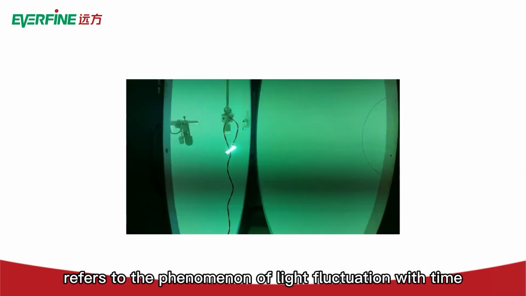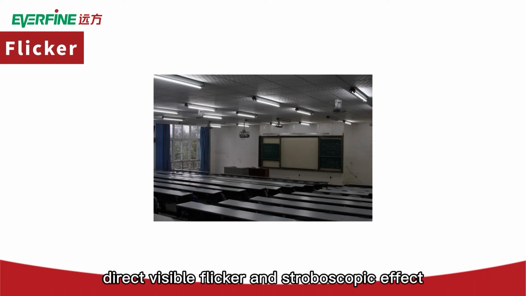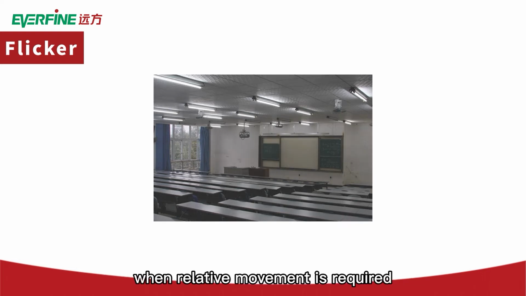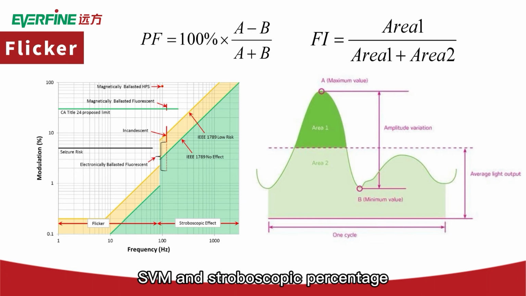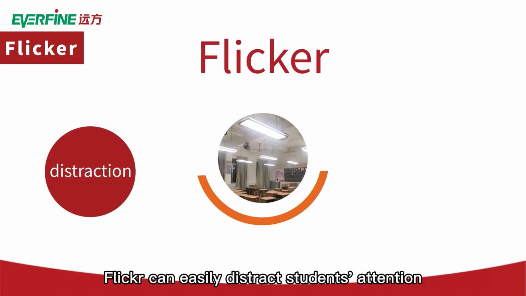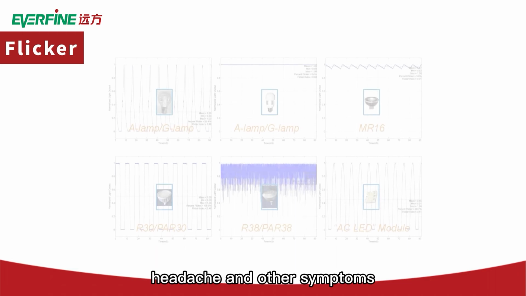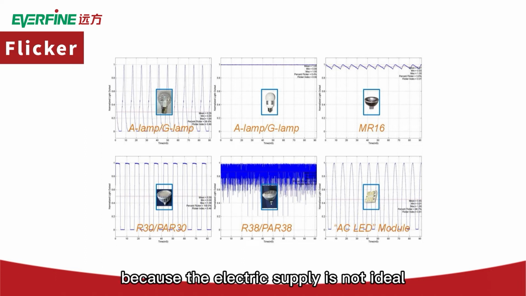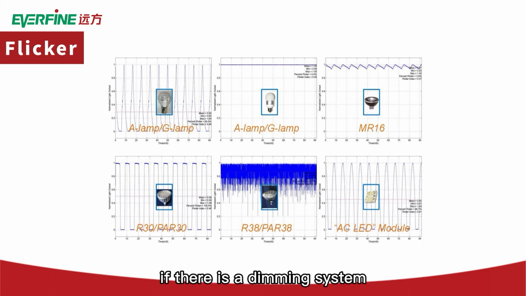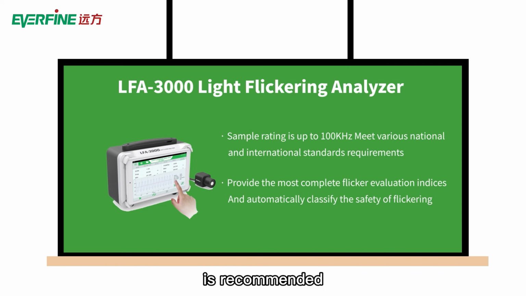Flicker refers to the phenomenon of light fluctuation with time, including directly visible flicker and the stroboscopic effect when relative movement is present, which is characterized by PST, SVM, and stroboscopic percentage. Flicker can easily distract students' attention, reduce learning efficiency, and may cause visual fatigue, migraine, headache, and other symptoms. We found that lamps qualified in the laboratory may not be qualified when tested on site because the electric supply is not ideal. If there is a timing system, it will increase the risk of disqualification. For flicker measurement, the LFA-3000 Light Flicker Analyzer is recommended.